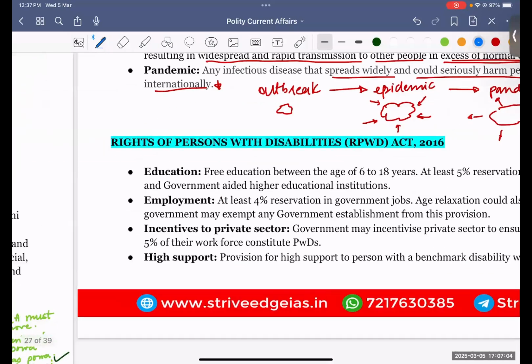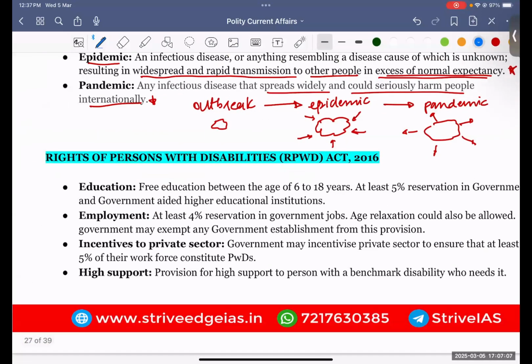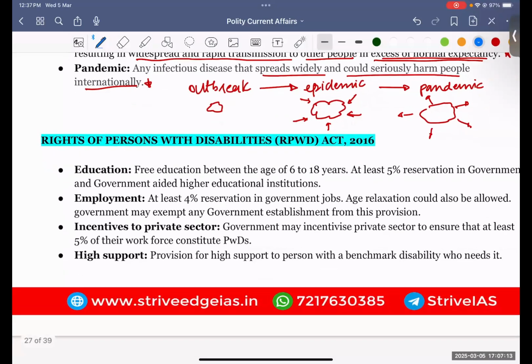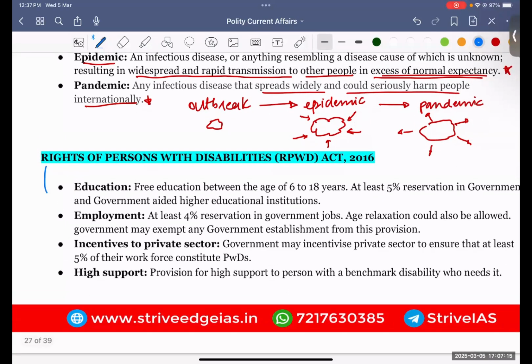Let us begin with the next topic. Rights of Persons with Disability, RPWD Act 2016. So according to this, what are the different features?